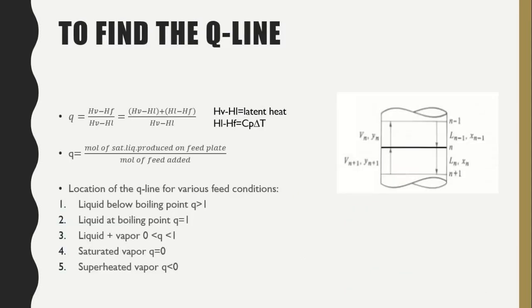For the feed zone, to find Q, we need to use either of these two equations, or in some cases, the value of Q will be told. If Q is more than 1, the liquid is below boiling point, while if Q is equal to 1, the liquid is at boiling point, and if Q is between 0 and 1, it is a mixture which contains liquid and vapor, and if Q is equal to 0, it is saturated vapor, and if Q is below 0, it is superheated vapor.